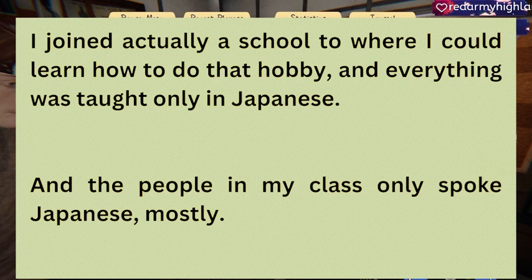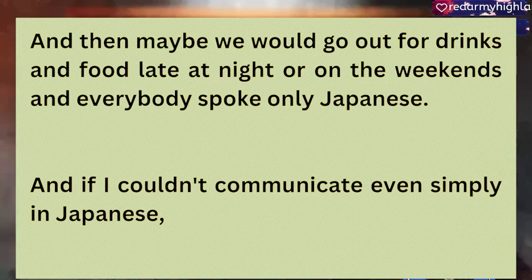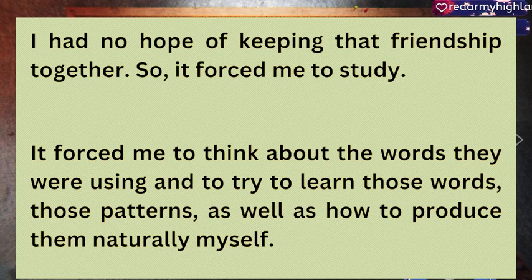I actually joined a school where I could learn how to do that hobby, and everything was taught only in Japanese, and the people in my class mostly only spoke Japanese. And then maybe we would go out for drinks and food late at night or on the weekends, and everybody spoke only Japanese. And if I couldn't communicate even simply in Japanese, I had no hope of keeping that friendship together. So, it forced me to study.